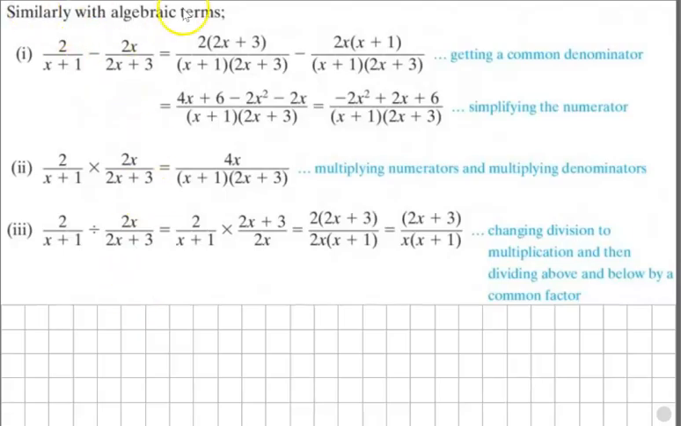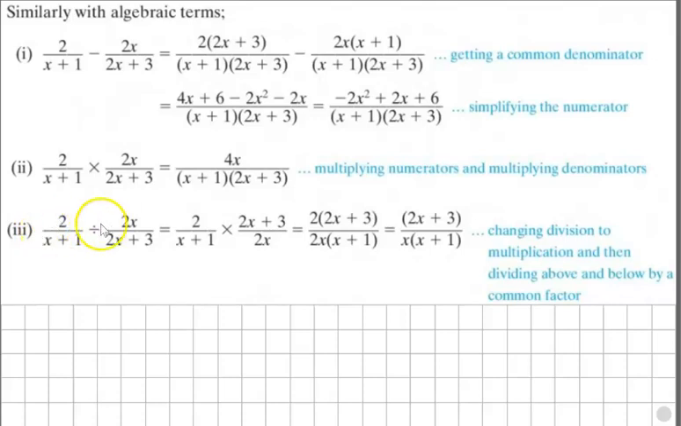Similarly with algebraic terms, here we are adding or subtracting two algebraic fractions. So what we have to do is get a common denominator. You'll see examples of them done in detail in a few minutes. And then we just simplify at the end. In the second example, we are multiplying two algebraic fractions. So we're going to do top by top, bottom by bottom.